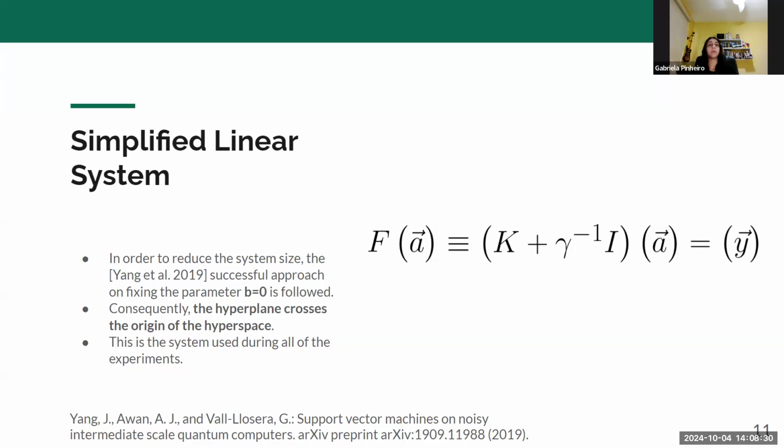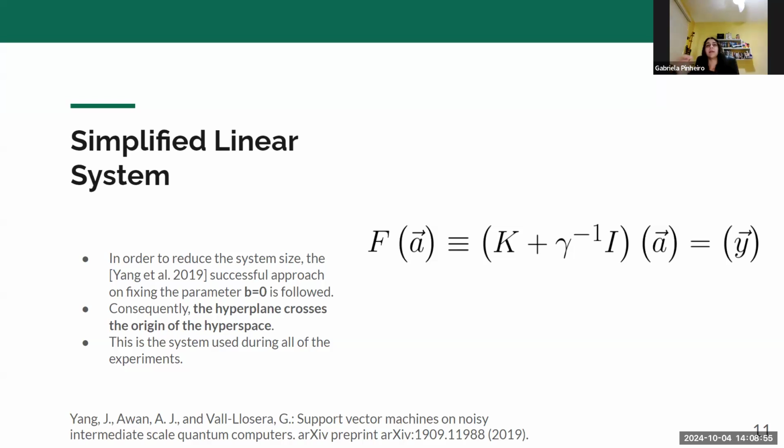The first one is that we can remove a line and a column from the system, because when you multiply by 0, the result will always be 0. So we can remove it from the system, reducing its size. Also, if b is 0, now the hyperplane will necessarily cross the origin of the hyperspace. So the point (0, 0) will be a part of the hyperplane.